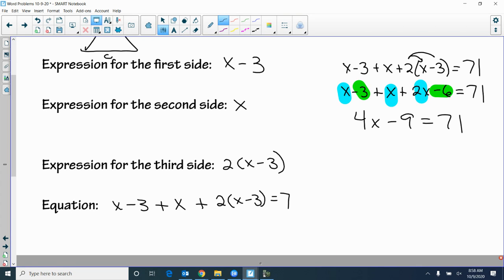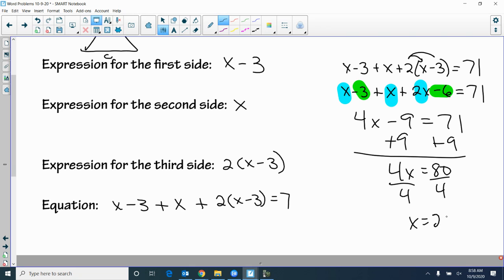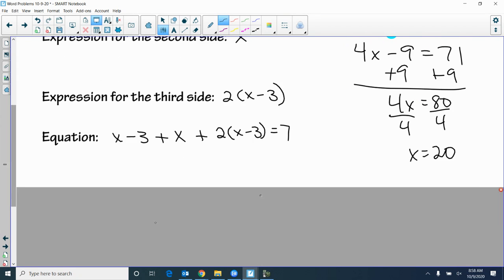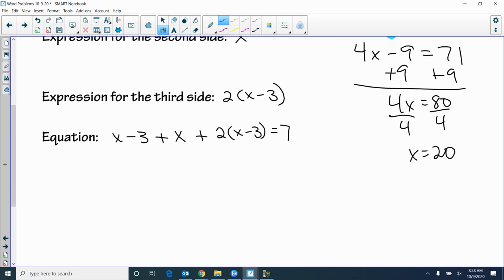Keep working, Colin. Add 9 to both sides. Yep, add 9 to both sides. And I get 4X equals 80. Divide by 4. X equals 20.